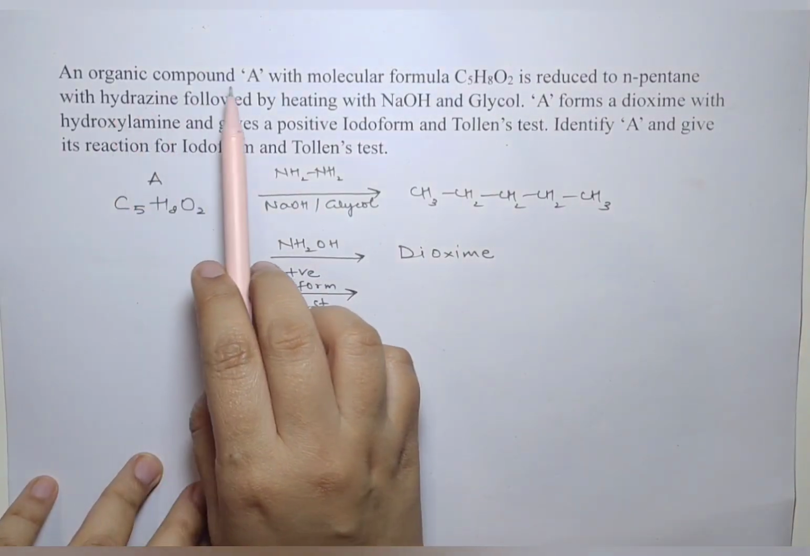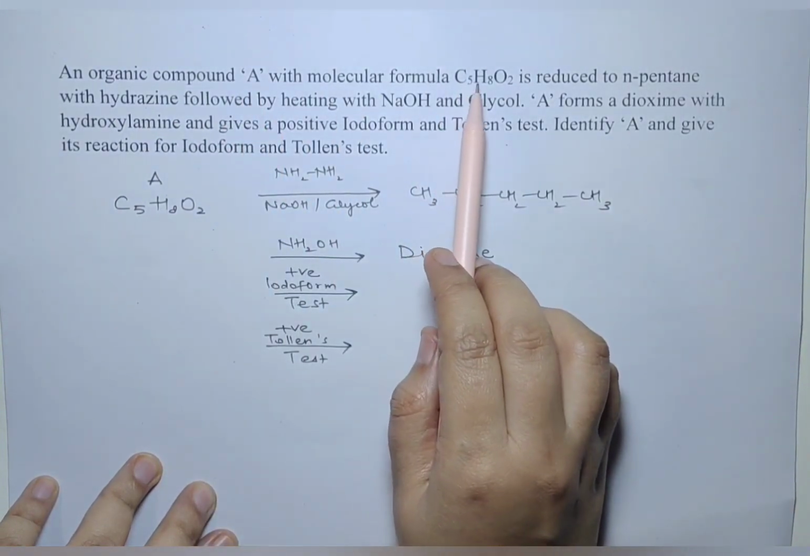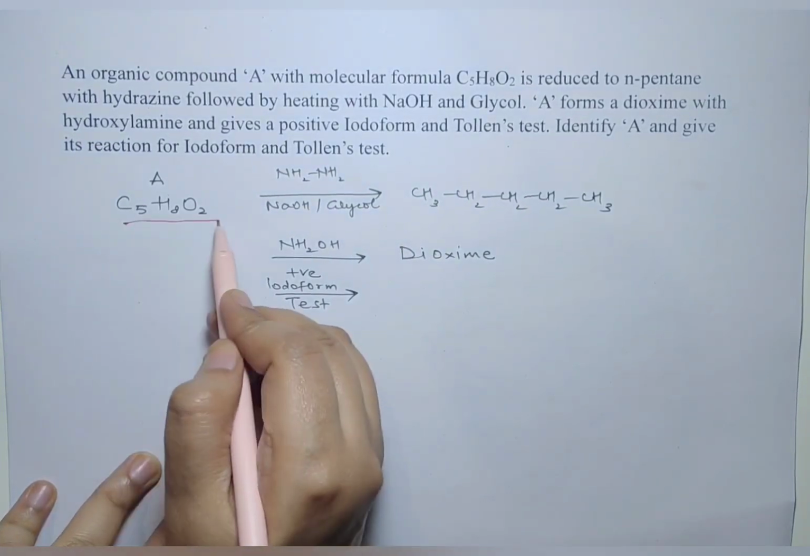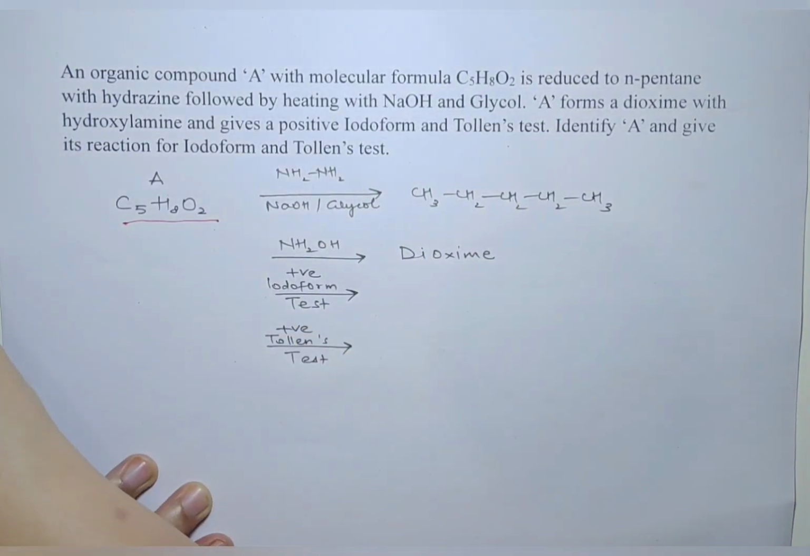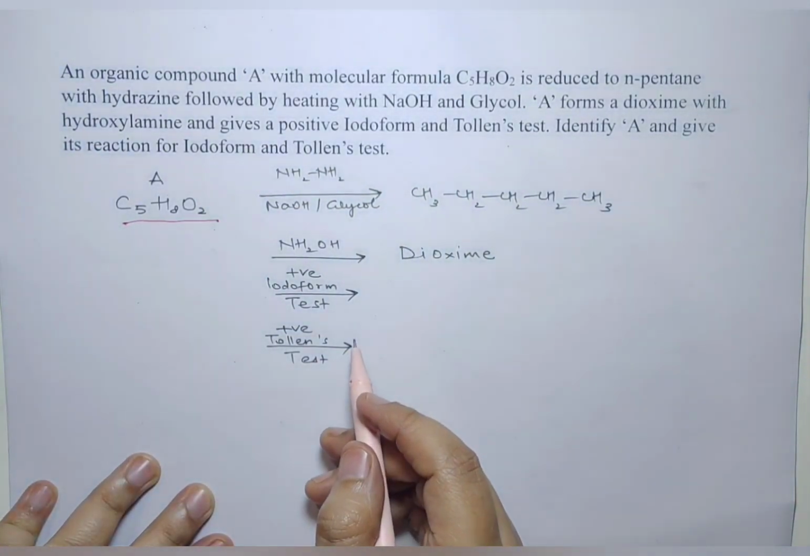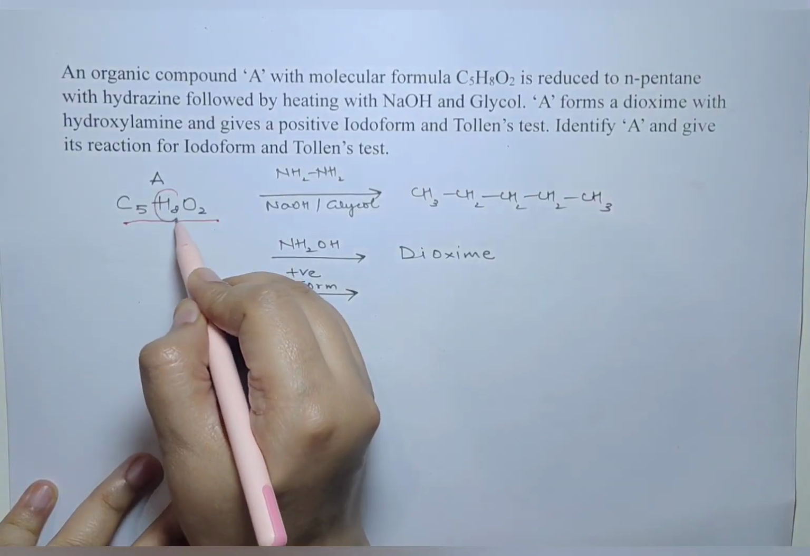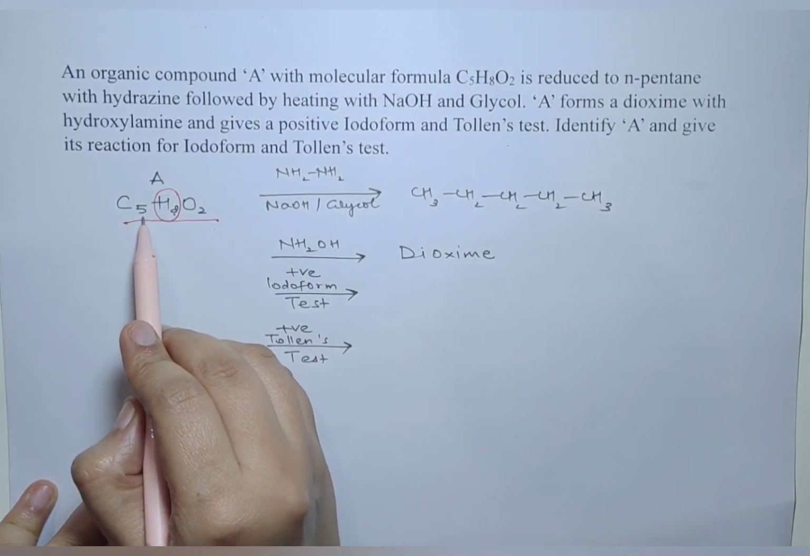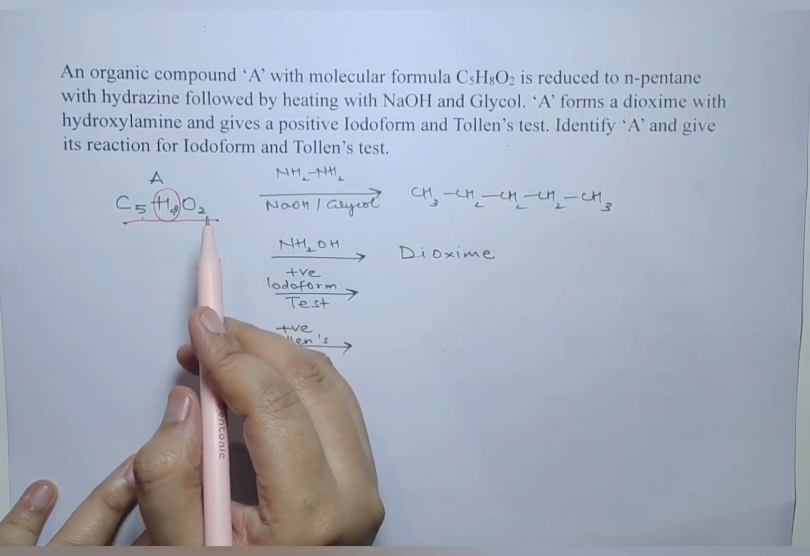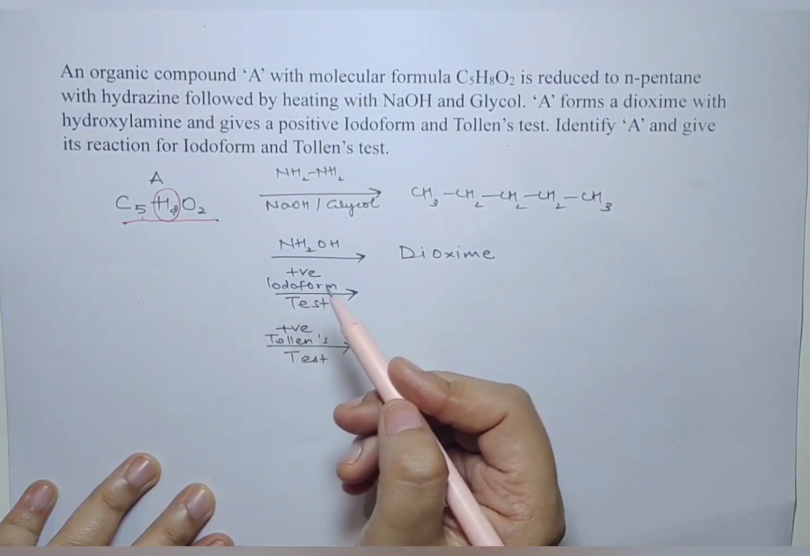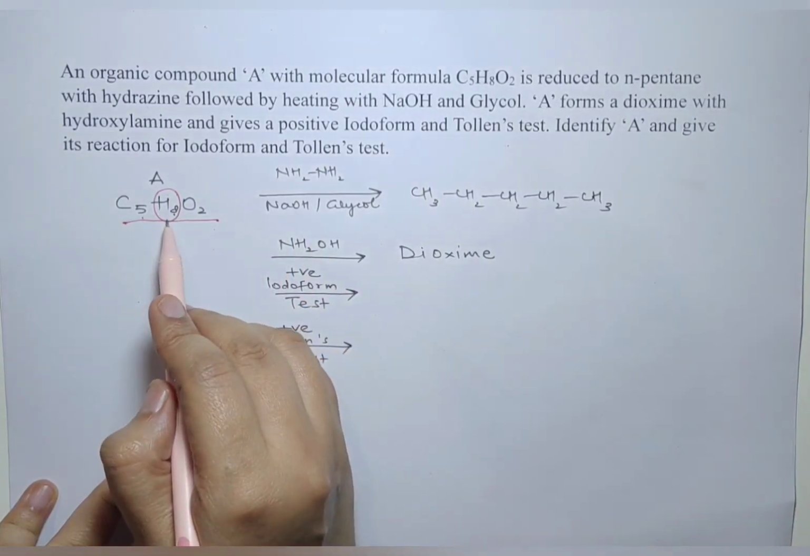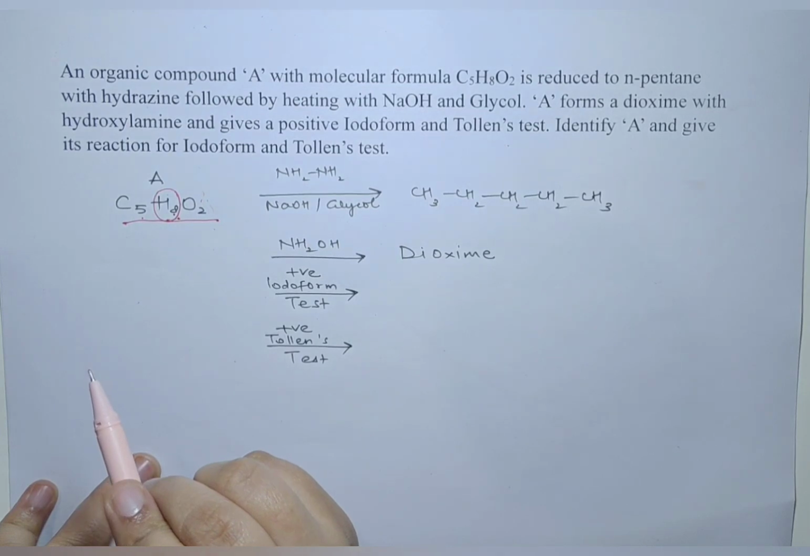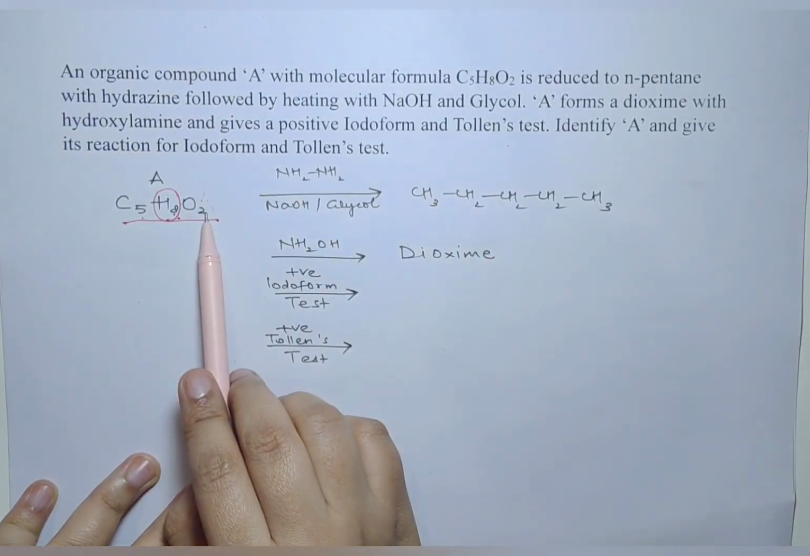An organic compound A with molecular formula C5H8O2. Now C5H8O2, your first instinct would say that it's a carboxylic acid or an ester. But take a closer look at the number of hydrogens. It's not twice the number of carbon, which is the requirement for aliphatic carboxylic acid or ester. Okay, so this is not carboxylic acid even though it has 2 oxygens. Let's see what else is there.